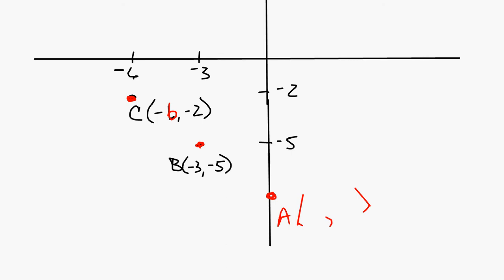Well, look at the x's. We went from -6 to -3. How many did we go? 3. So how many more do we got to go? 3. Where's that going to put us? 0 on the x's.